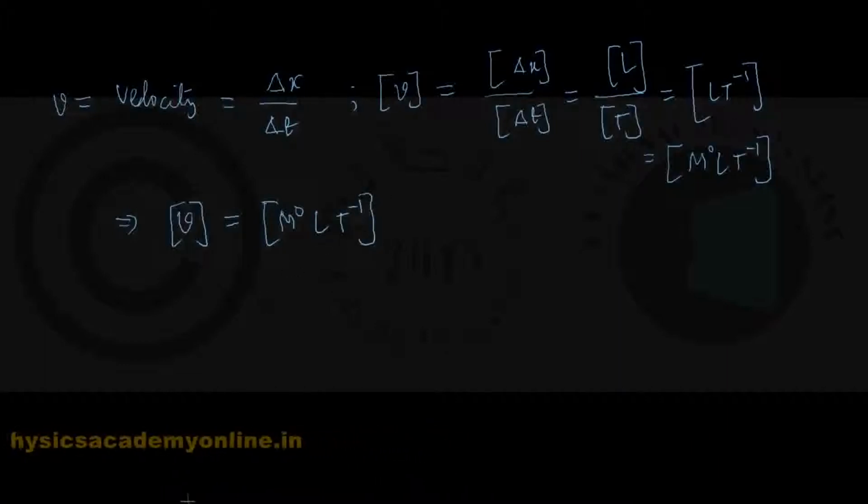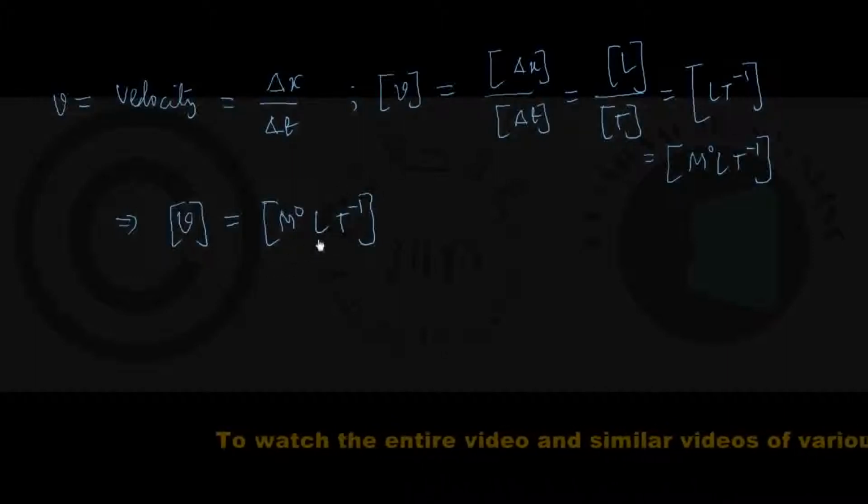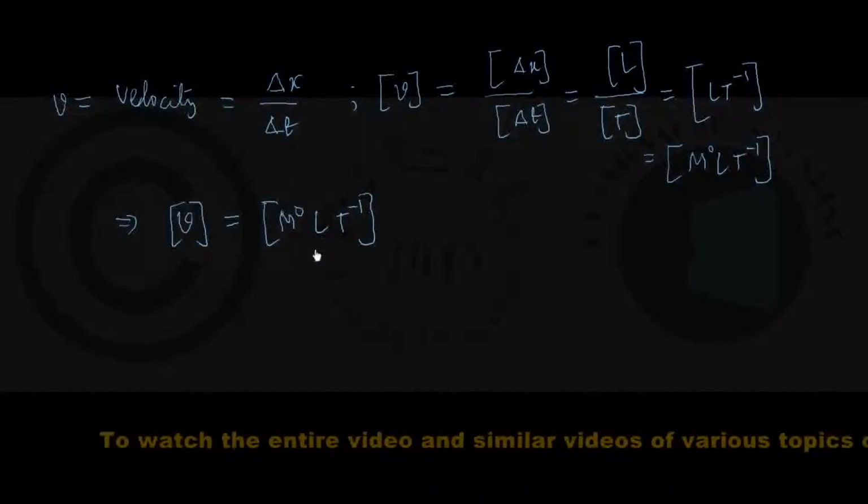So you have seen here this is called the dimensional formula of velocity, a derived quantity which is found by making use of the dimensions of the base quantities involved in defining velocity. Here you can see the power of M is 0, the power of L is 1, and the power of T is minus 1, and this is known as the dimensional formula of velocity.